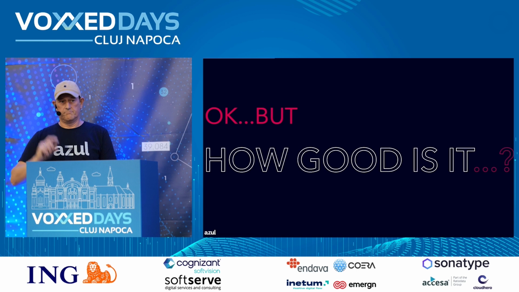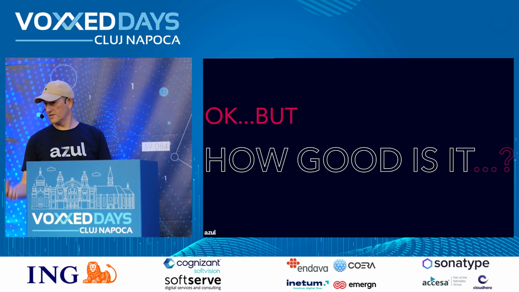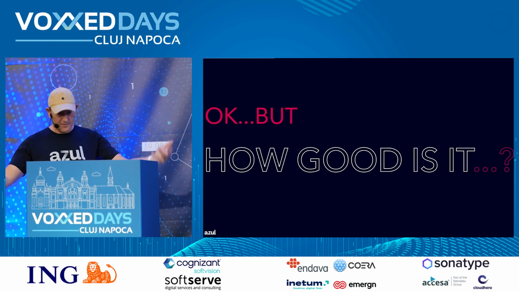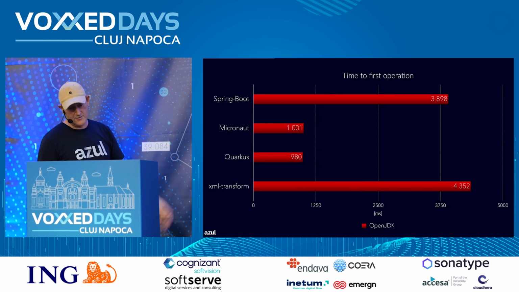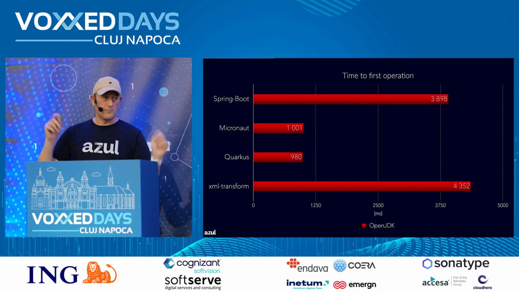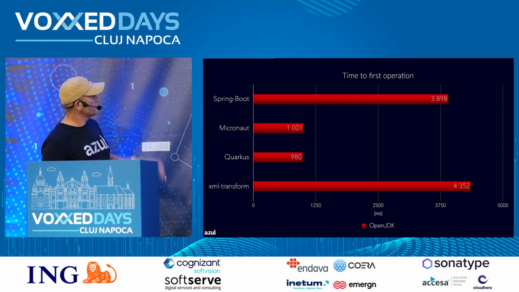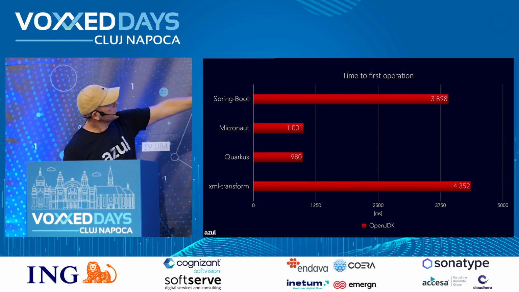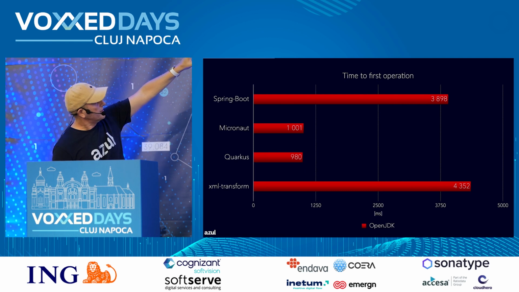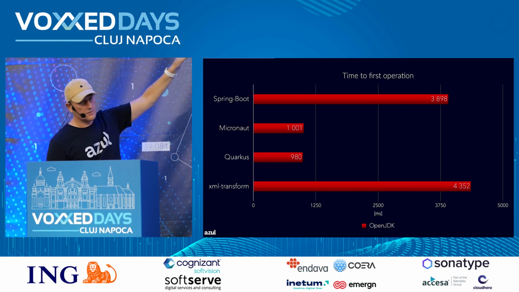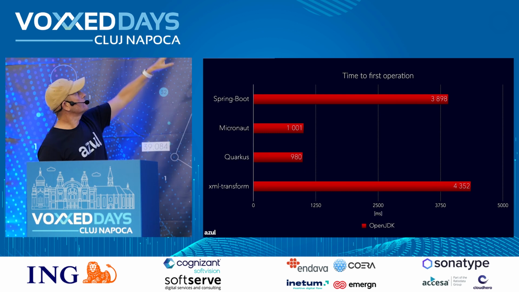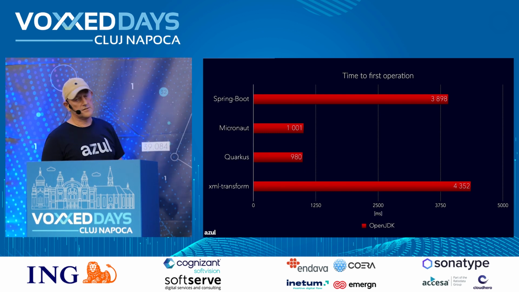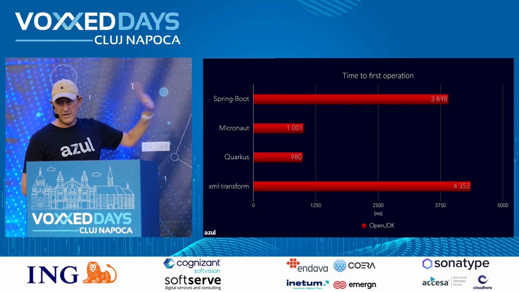All right, so the question is, how good is it really? Because I talked about something that we created, and I showed you a demo that I did, and of course it worked great because it's my demo. Of course, we also made some tests with real frameworks like Spring Boot, Micronaut, Quarkus, and an XML transform. This is the time to first operation, in milliseconds. You see Spring Boot took around 3.9 seconds to respond. Micronaut was around 1 second, Quarkus even faster, and then the XML transform took 4.3 seconds. That was on plain OpenJDK.